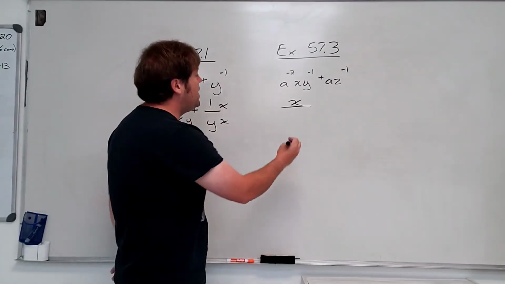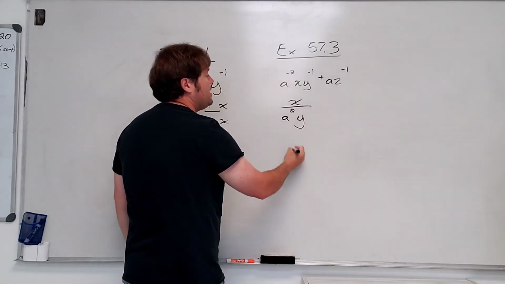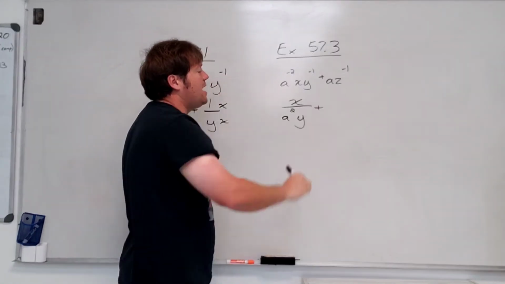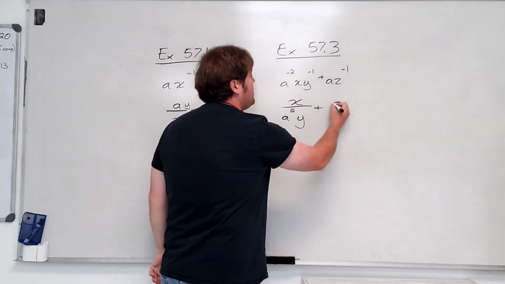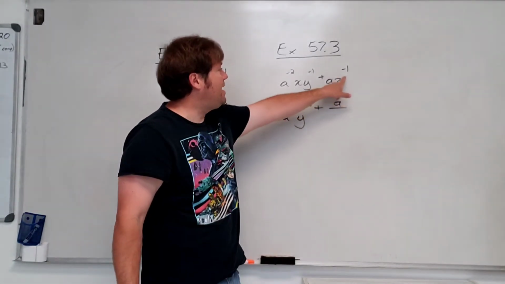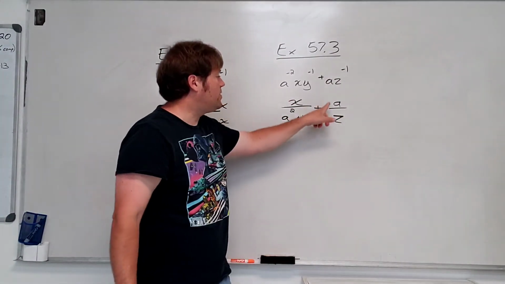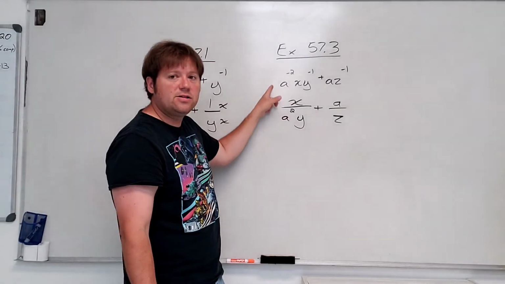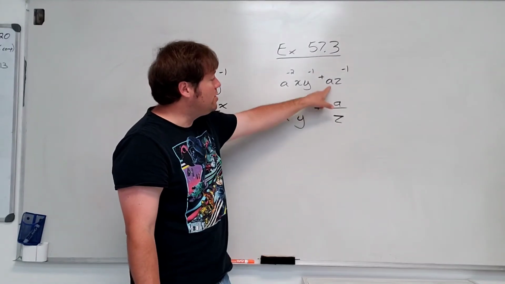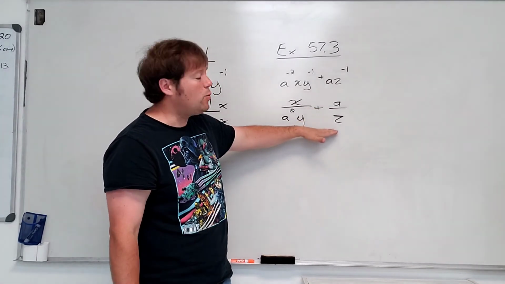So this will become a squared. This will become y. And then we'll do the same exact thing over here. Since this first one is not negative, we'll leave it on the top. Since this one is a negative exponent, we'll move it to the bottom, and we end up with a over z. So once again, these are 2 different ways of writing the same thing, and these are 2 different ways of writing the same thing. We've just put it in an easier to work with form.